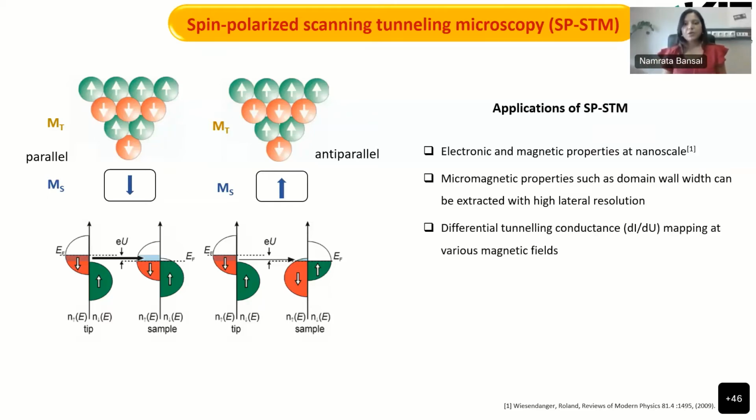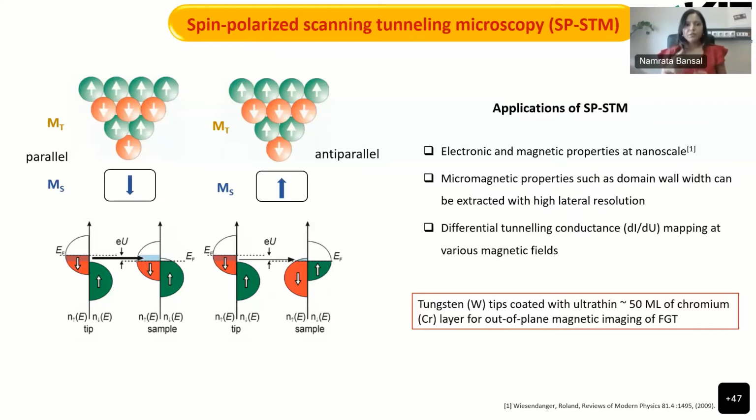Now the application of SPSTM is, it's a very nice tool for probing electronic and magnetic properties at the nanoscale. It is very useful for extracting micromagnetic properties such as domain wall width at high lateral resolution. We can also determine the value of differential tunneling conductance at various magnetic fields. So in this work, we have used a tungsten tip, which was coated with 50 monolayers of chromium, an antiferromagnetic material, in order to avoid any stray field effects during the measurement.